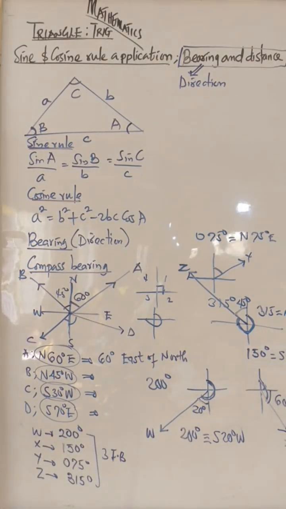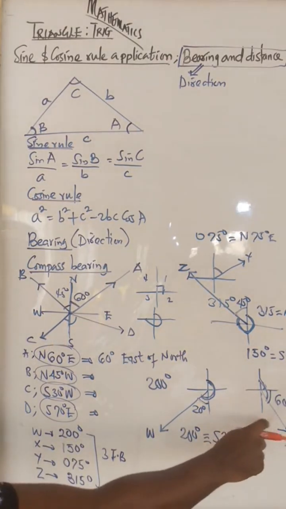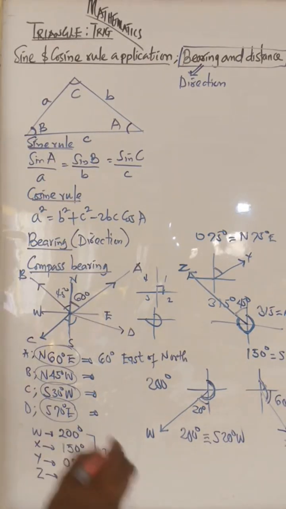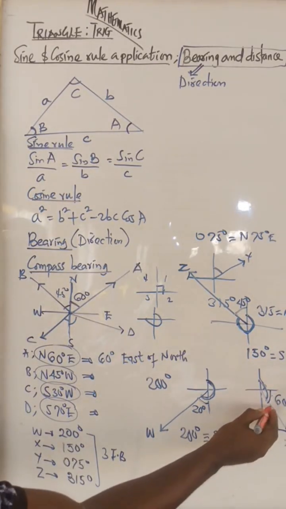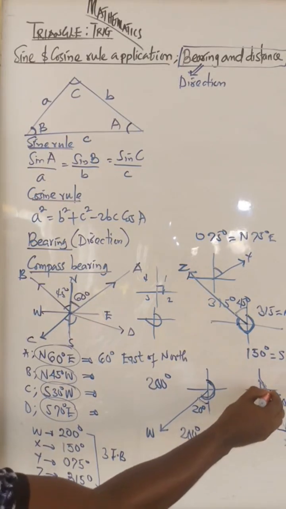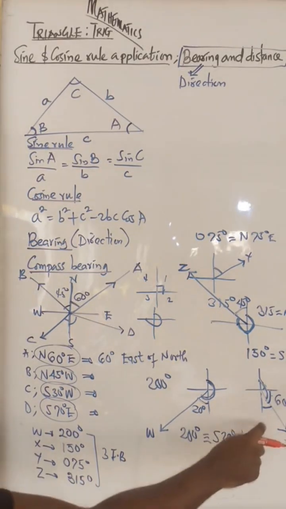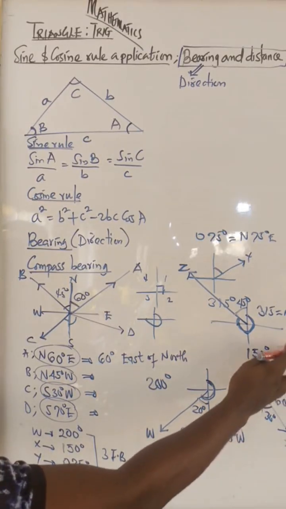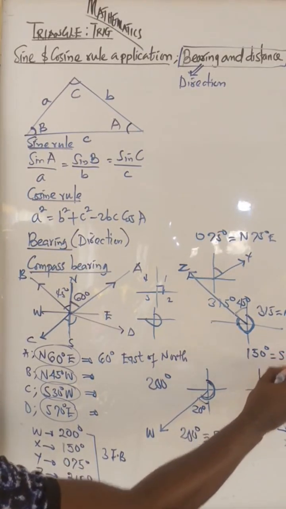But there is a problem here. What we did here is actually wrong. Why? Because we have to reference to the vertical. So this 60, we have to reference to this one. So this is referred to the horizontal, but it's more to the vertical. So if it's 60, the minimum must be 30 degree. So it's actually south 30 degree east.